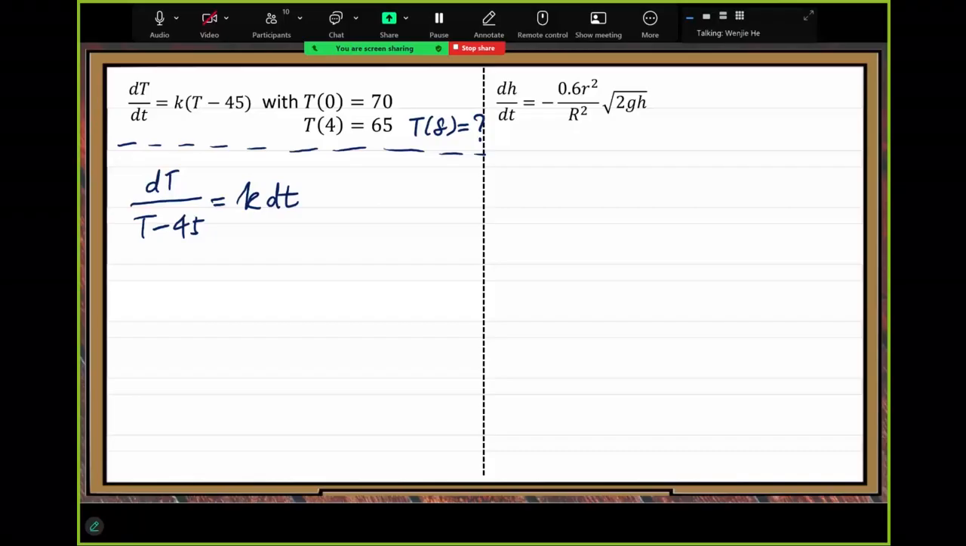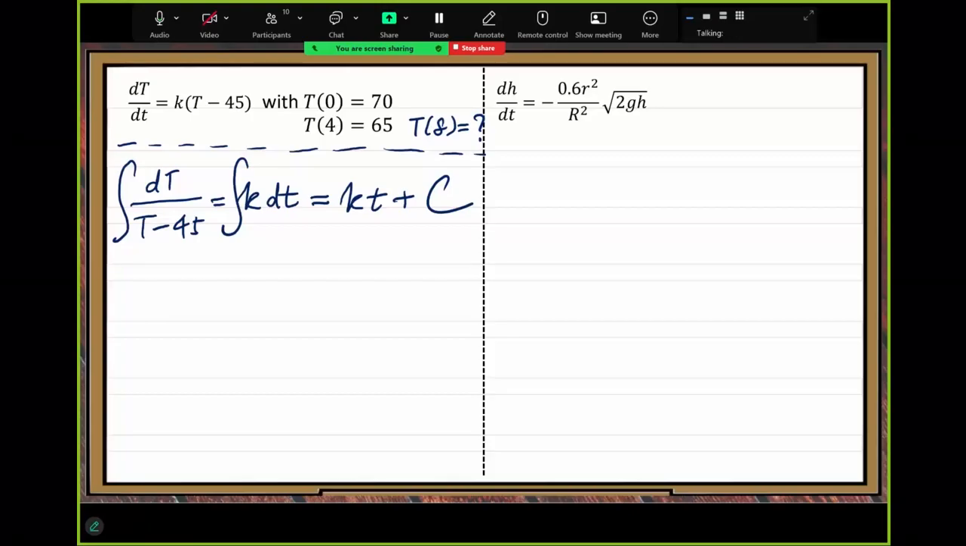All right, the first step. Then we need to calculate the integral, right? But the right-hand side is easy, right? Right-hand side, k times t plus some constant c. Easy. But the left-hand side, we need to do some small transformation.